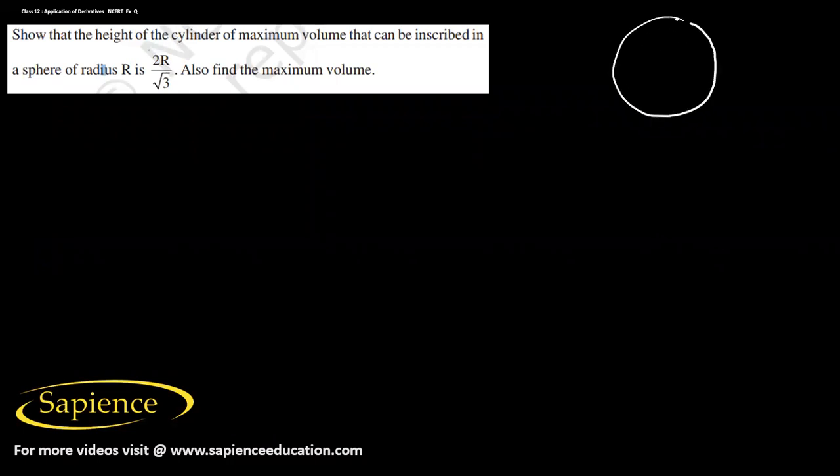So here we have to show that the height of the cylinder of maximum volume that can be inscribed in a sphere of radius r. So the cylinder of maximum volume, the height of the cylinder of maximum volume that can be inscribed in a sphere of radius r.